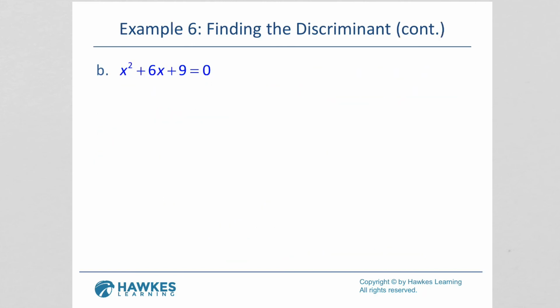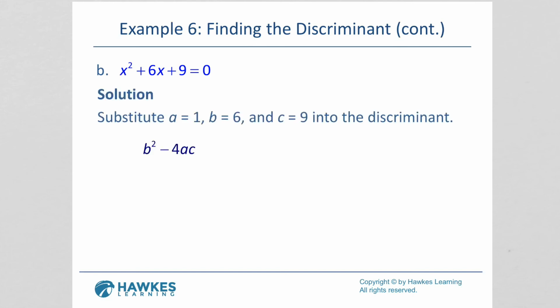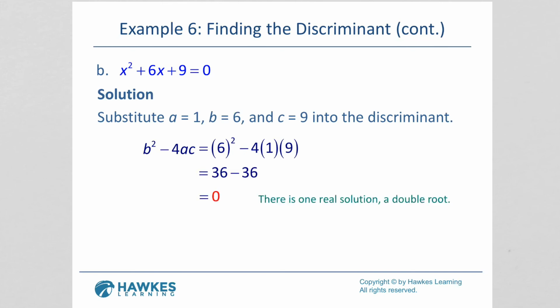6b, we have x squared plus 6x plus 9 equals 0. A is 1, b is 6, c is 9. Our discriminant, b squared minus 4ac, is 6 squared minus 4 times 1 times 9, which is 36 minus 36, which is 0, which means we have one real solution, and it's a double root.